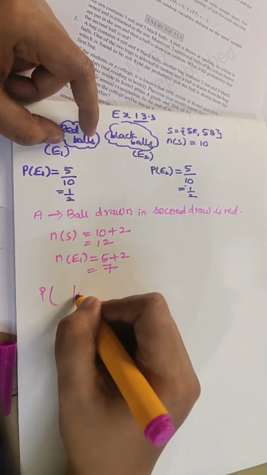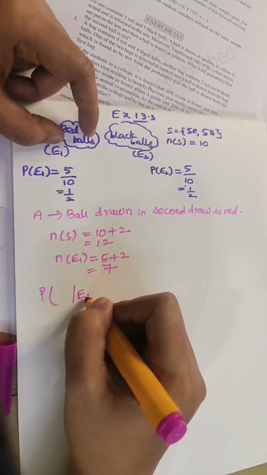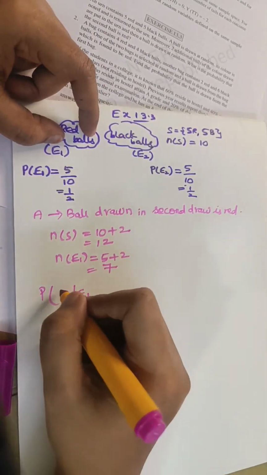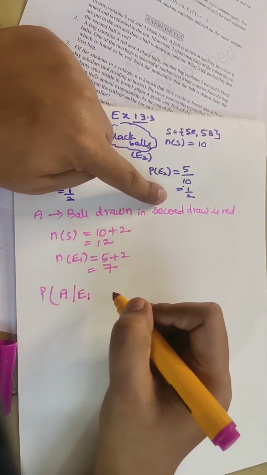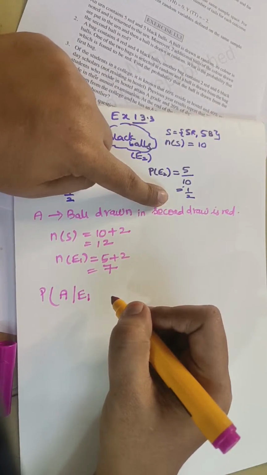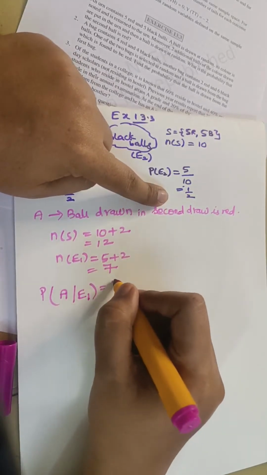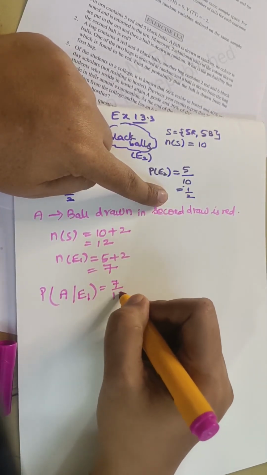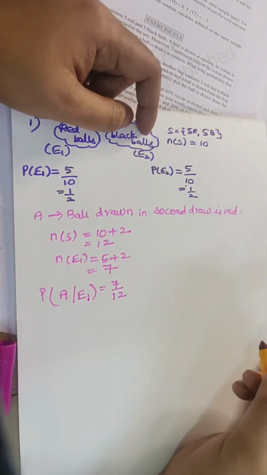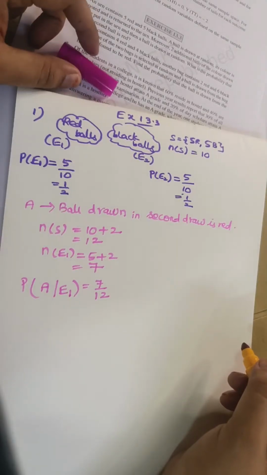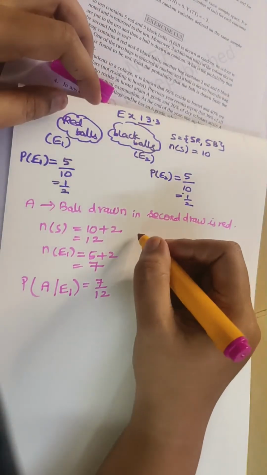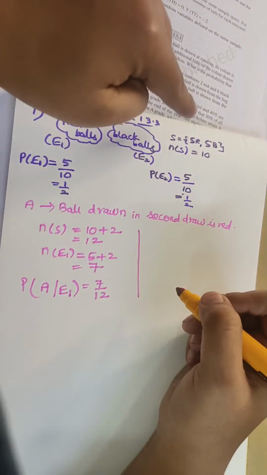Now to find the probability, how to take? I know it is already red. Now I'm going to find the probability that the second draw is red. That is 7 by 12. Okay, and now for the second event.